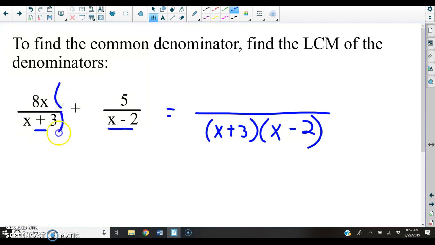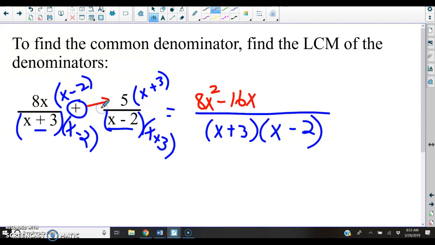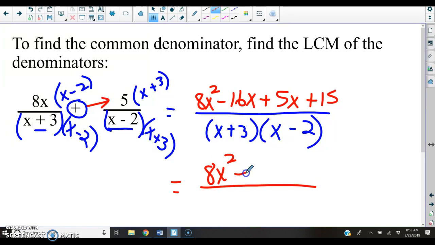So the first rational expression needs the x minus 2 factor in the top and the bottom. The second is going to need the x plus 3. Okay, now this is a plus, so that helps me. So when I rewrite this, I'm going to have 8x squared minus 16x. That's a positive 5. That's why I commented on that. Plus 5x plus 15. Now, if it had been a minus, I would have distributed a minus with the 5. And then simplify that. Okay, that's going to be 8x squared minus 11x plus 15 over x plus 3, x minus 2.